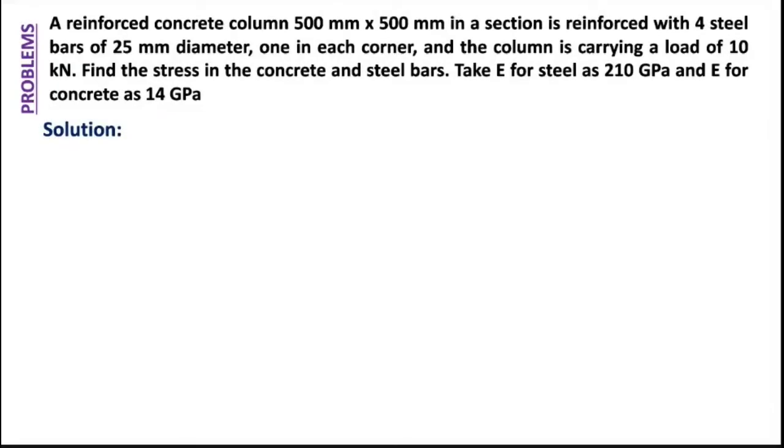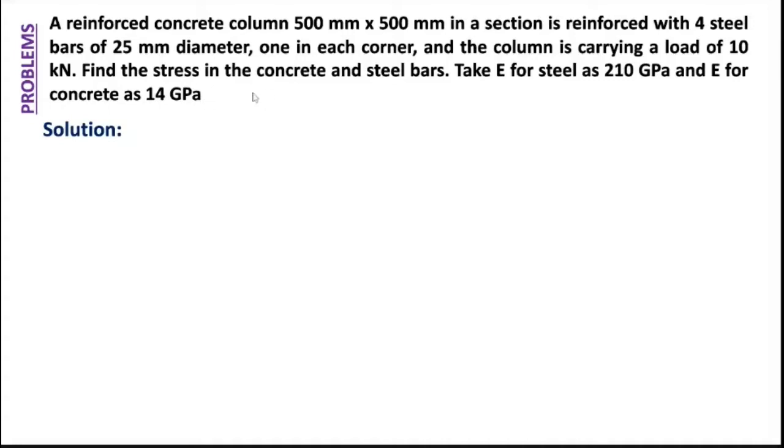So you have a concrete column, 500 by 500 in cross section. It is reinforced by 4 steel bars of diameter 25 mm, each in one corner. The column is carrying a load of 10 kilonewton. You have to identify the stress in concrete and steel bars. Young's modulus for steel is given, which is 210 gigapascal, and for concrete it is 18 gigapascal.